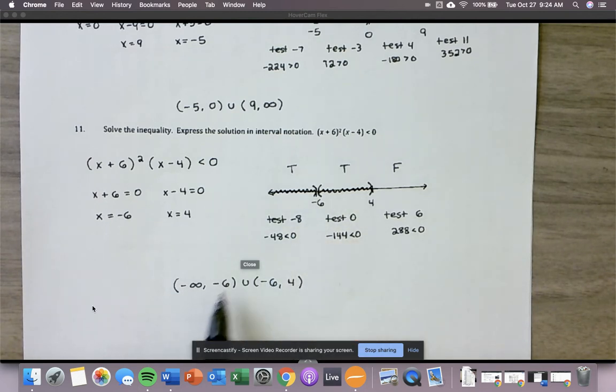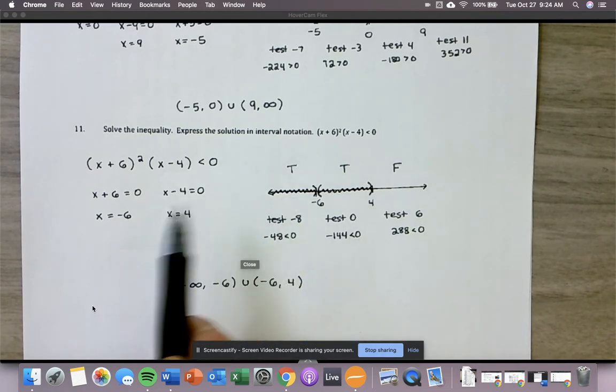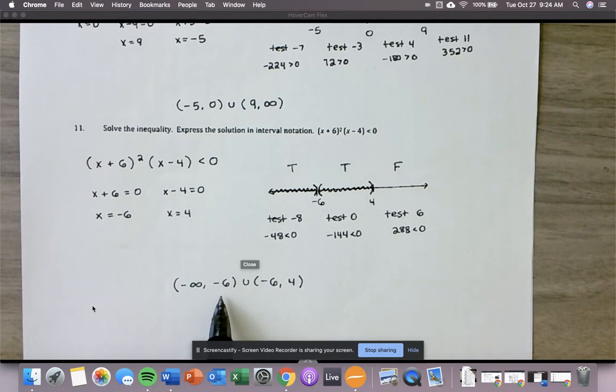So we want to say we want numbers from -infinity because we want anything less than -6 up into -6, which is why we put that parentheses there. So that means we're getting super close to -6, but we're never touching -6. All right, we also want the numbers to the right of -6 all the way up to 4. All right, so we have parentheses around all these as well.